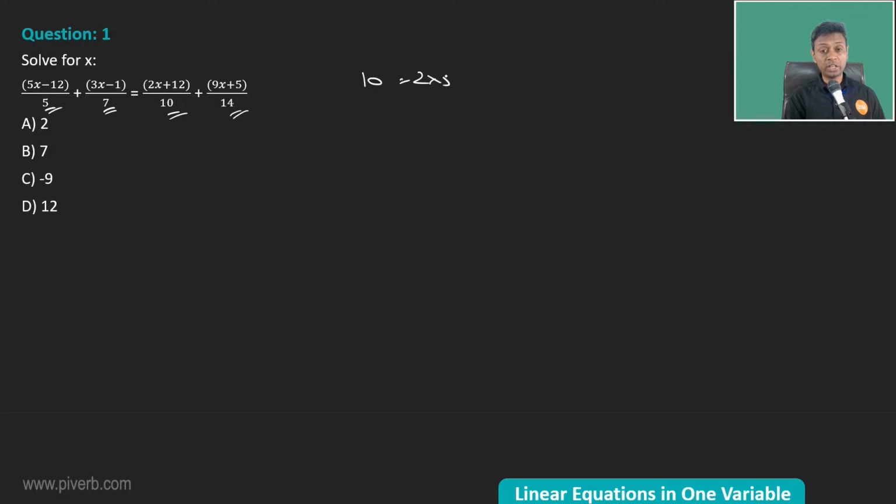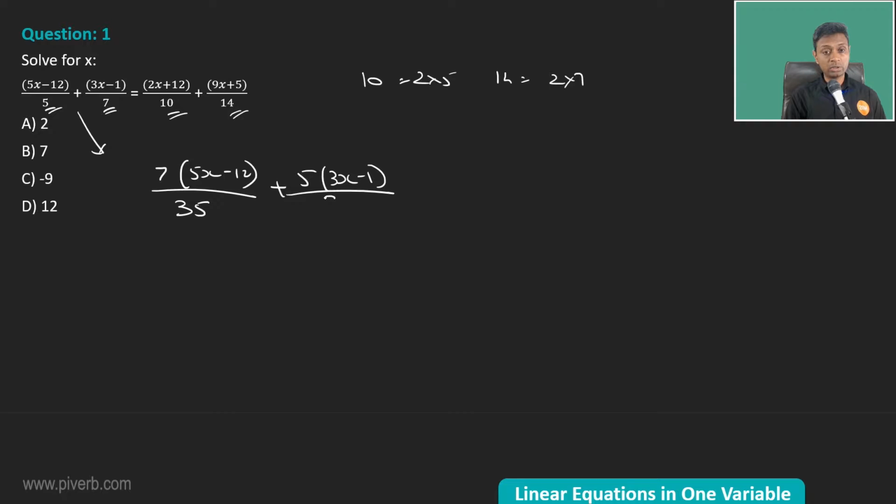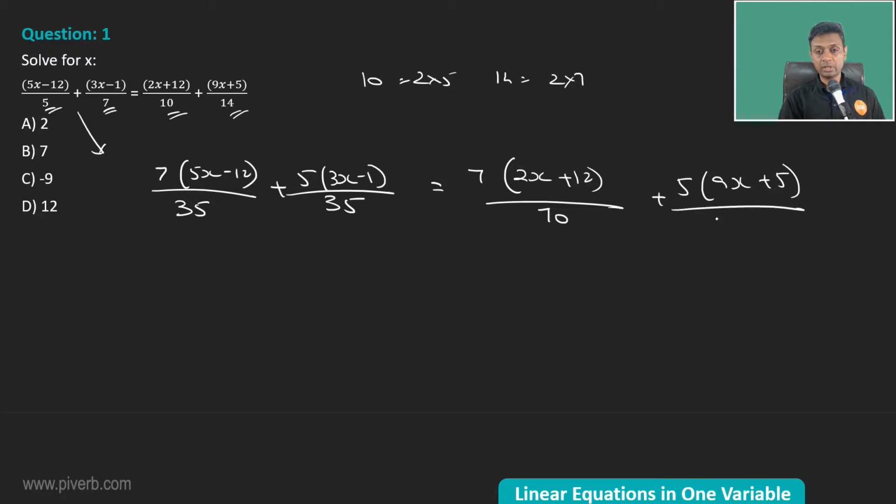10 is 2 into 5, 14 is 2 into 7. LCM is 2 into 5 into 7, 70. We simplify this, we write it on a per 35 basis. 7 times (5x − 12) plus 5 times (3x − 1) by 35 equals 7 times (2x + 12) by 70 plus 5 times (9x + 5) by 70.